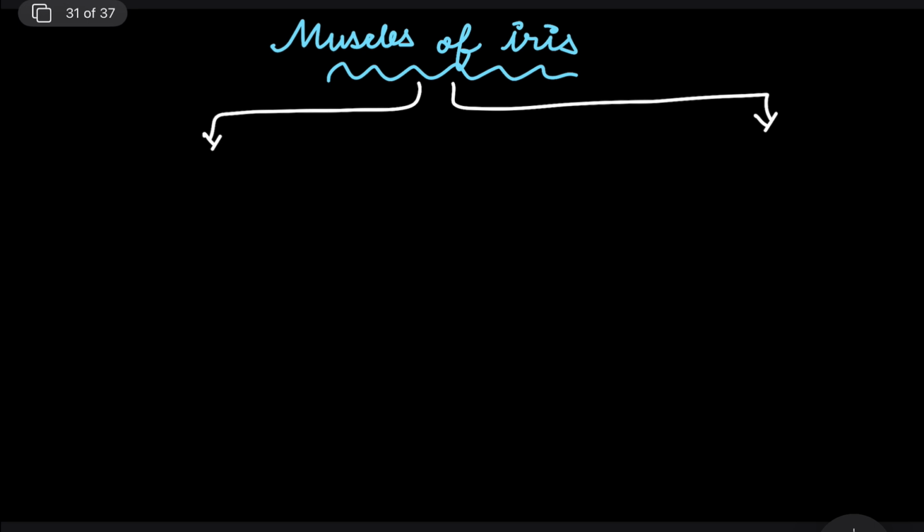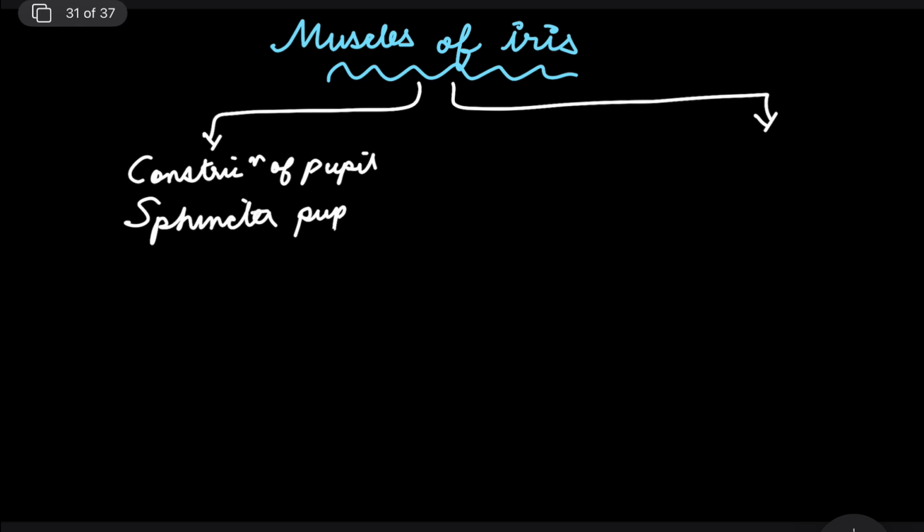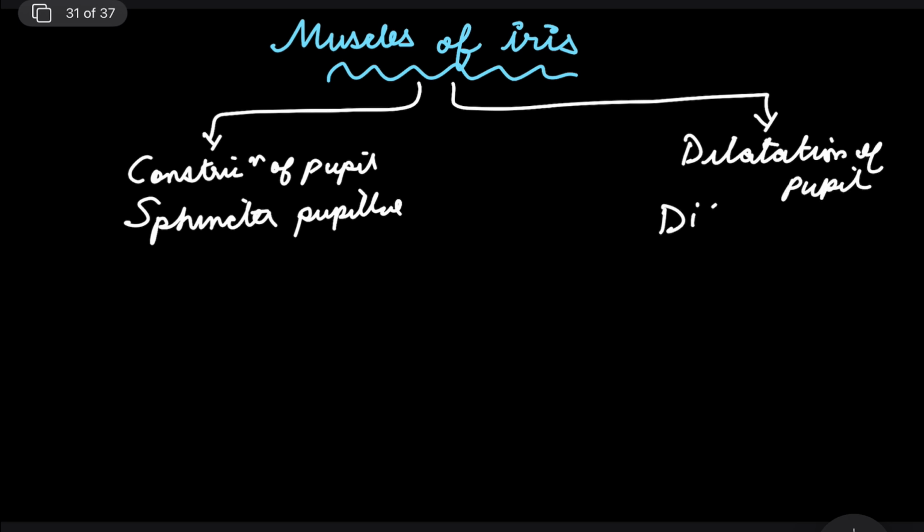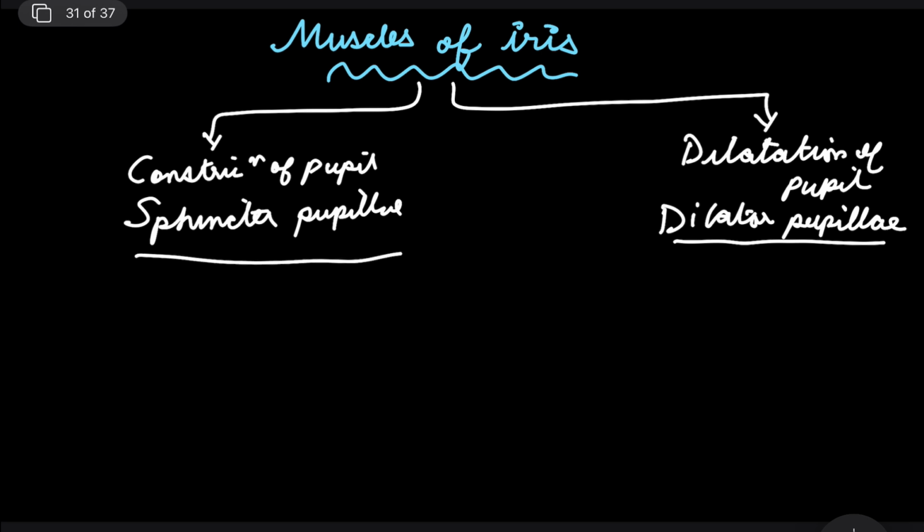What are the two functions that our eyes, as far as the pupillary size is concerned, are doing? The pupils either enlarge, they dilate, or they constrict. So that means there will be a muscle which will be used for constricting the iris, and there will be a muscle for dilatation of it. Right? So constriction of the pupil is carried out by sphincter pupillae. Whereas dilatation of the pupil is carried out by dilator pupillae. As simple as that. Sphincter pupillae and dilator pupillae, as simple as that.